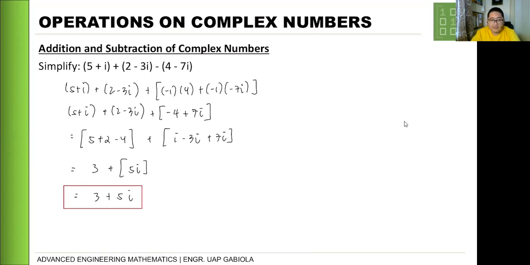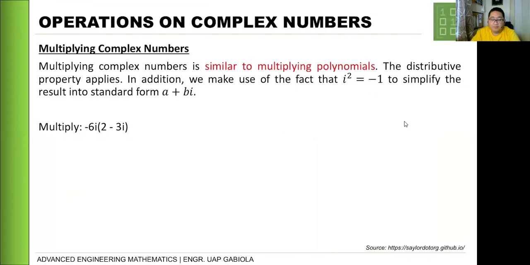Alright? Next, we have yung multiplication ng complex number naman. Right? So, in multiplying complex numbers daw, similar din siya sa polynomial natin. We can apply yung distributive property niya. Okay? So, we can make use ng fact ng number natin na i squared, no? Kasi when we try to multiply, we tend to have a term na merong i squared.